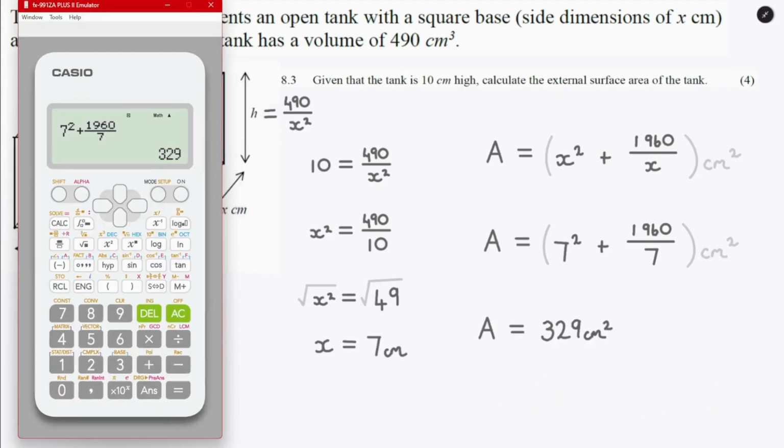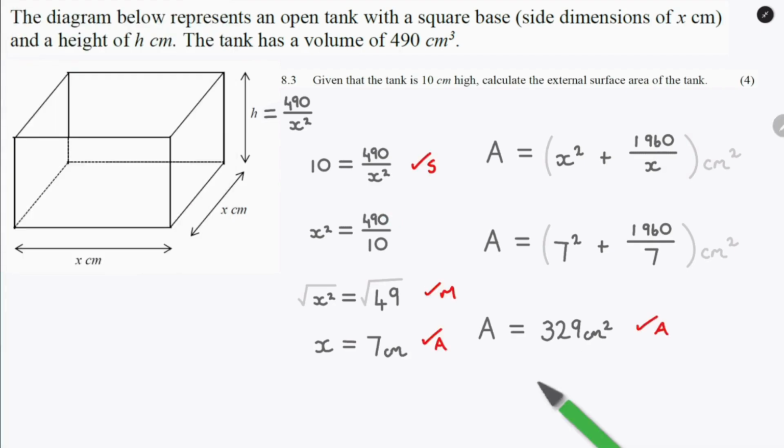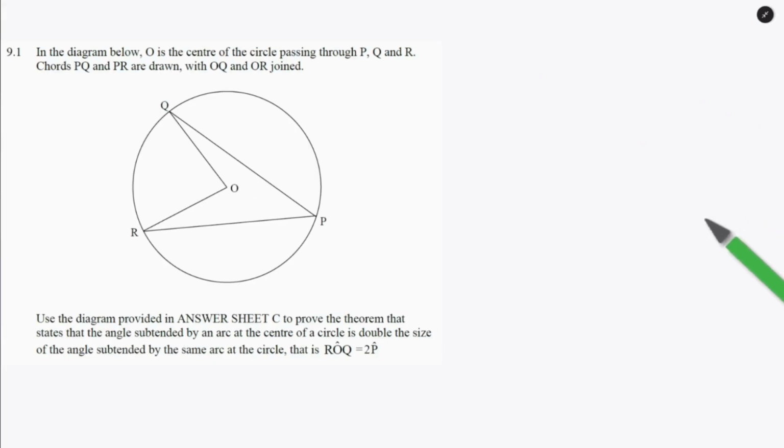Just remember, check with the calculator to help you out with that one. You see, it gives me 329. And our 4 marks come from the following steps: substitution, manipulation, and your answer for x, as well as the total external surface area. Question 9 takes us to the Euclidean geometry within the paper.